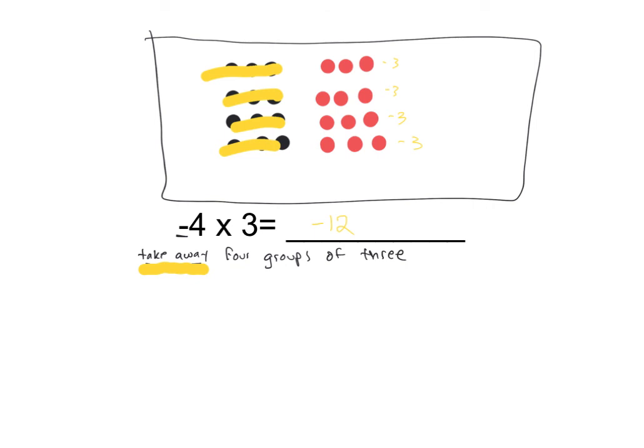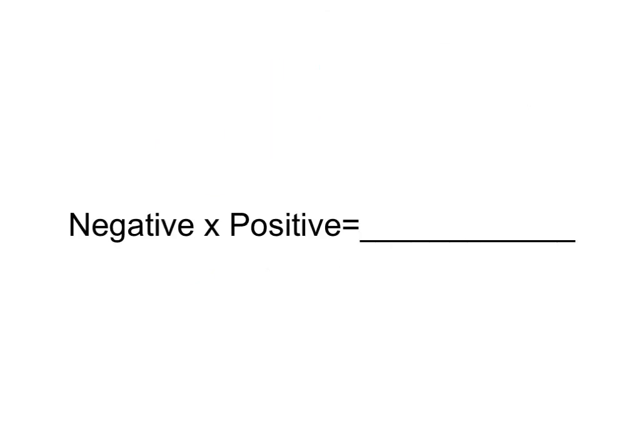So keeping with our rules that we're writing, anytime we have that first term a negative and our second term a positive, we're going to end up with a negative. Always, always, always, a negative number multiplied by a positive number is going to give you a negative product.